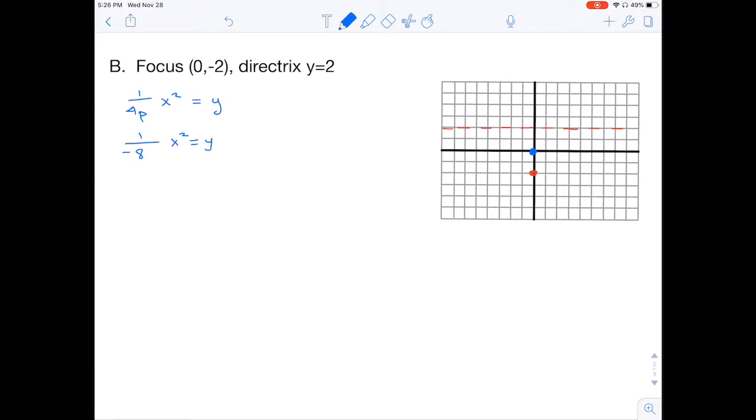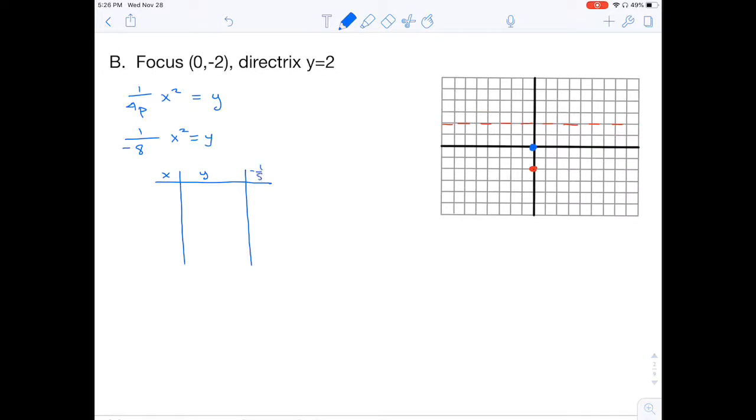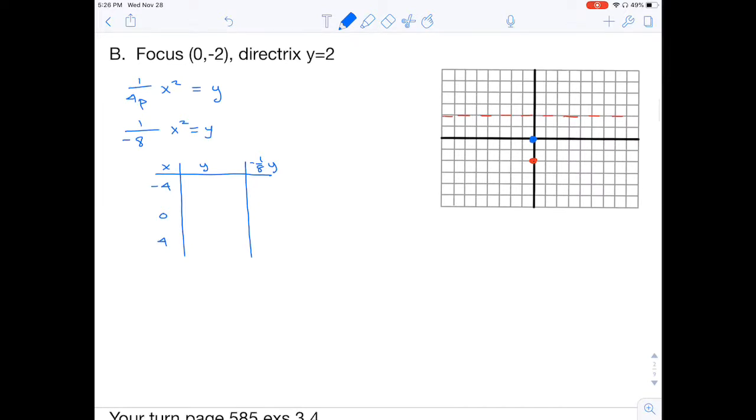Okay, so I'm going to go and do that, and I'm going to be choosing 3 values. Again, all you need to do is choose 3. In this case, it's going to be x, y, and -1/8 y. I think I'm going to choose my normal, -4, 0, 4. Again, make sure 0 is always one of them because you've already plotted it anyway. Make it easy. So squaring these, I get 16, 0, 16. Taking -1/8 of those, I get -2, 0, -2.